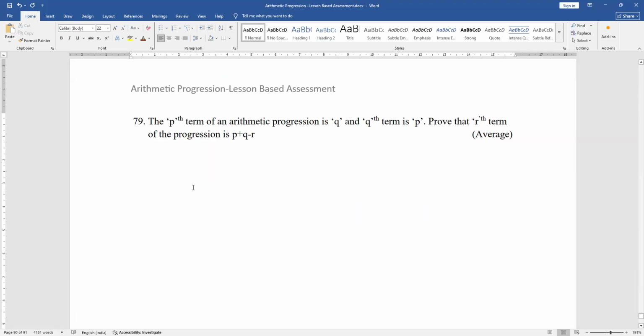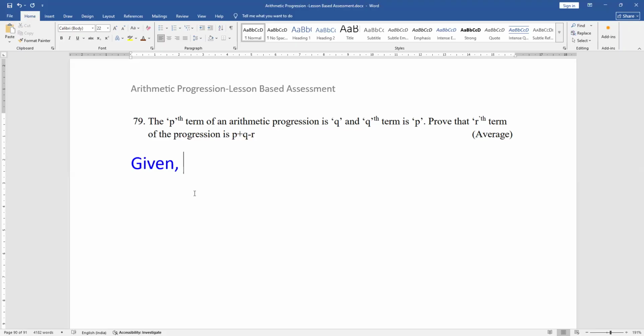So let me read out this question. The pth term of an arithmetic progression is q and the qth term is p. Prove that the rth term of the progression is p plus q minus r. Very important question, people. So let us see how to do this problem. Okay. So first, the problem is given.